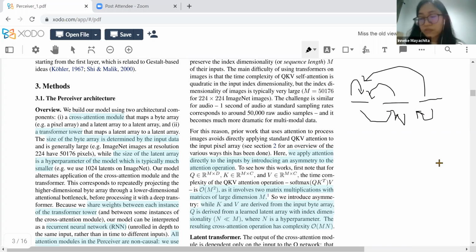So if we scale up this sequence length to 1,000, then the complexity will be like 1,000 squared, because we need to do this operation.